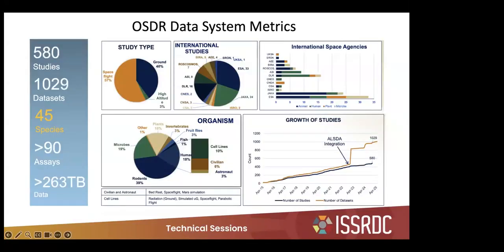In the past decade, the amount and diversity of data available within OSDR has continually increased. OSDR contains 580 studies featuring 1,029 datasets. It contains data from 45 different species and greater than 90 different assays. While much of this data is from NASA-funded studies, it also includes studies funded by various international space agencies.